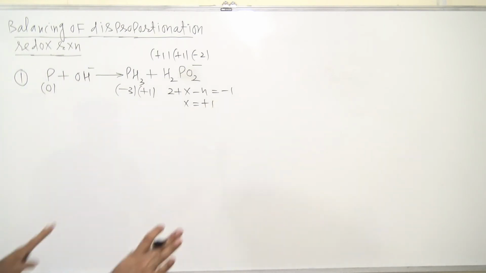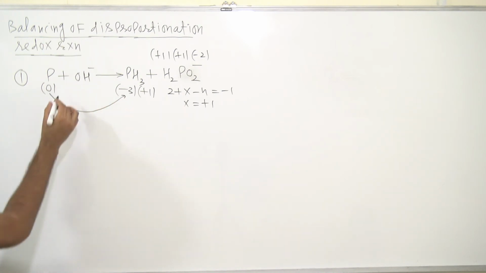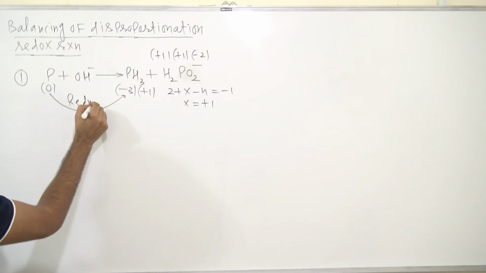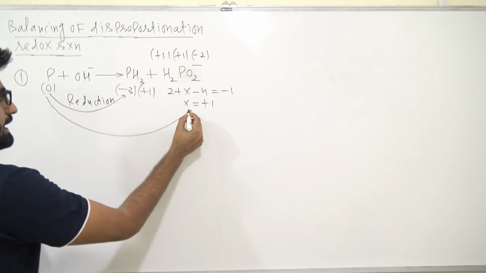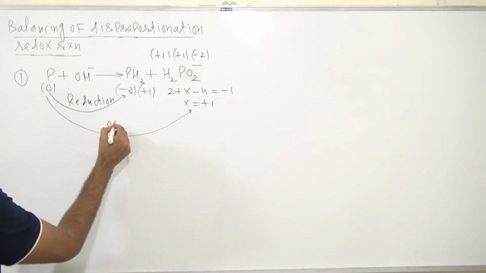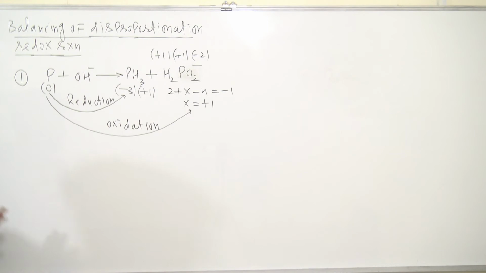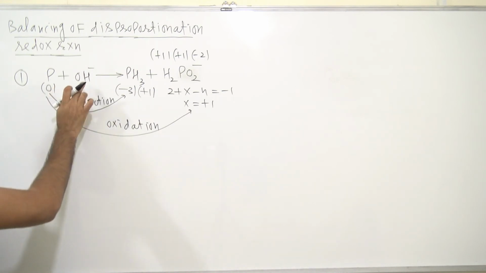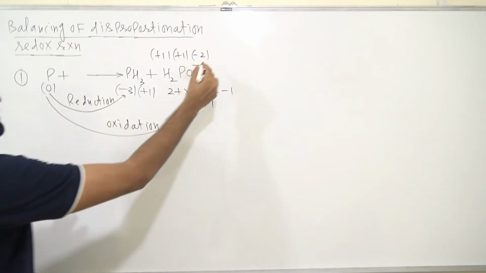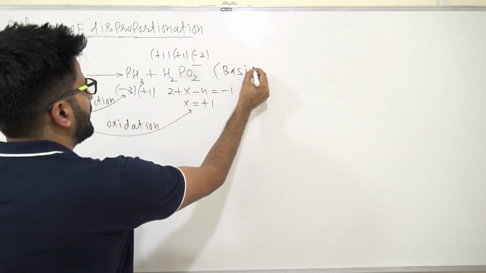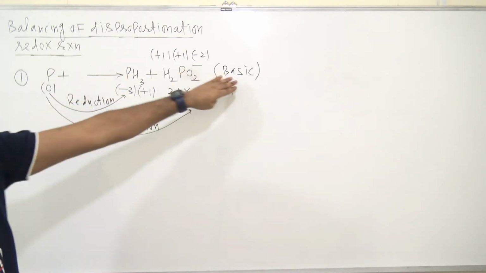If you see this, here phosphorus is converting to -3. What is that? That is reduction, because it is a decrease in oxidation number. And here phosphorus is converting to +1, which is an increase in oxidation number, so that is oxidation. Now see, I'm not considering this OH minus. I can remove this OH minus also. This OH minus is only telling you that you have to balance this in basic medium. So OH minus we will add later on, not a problem.